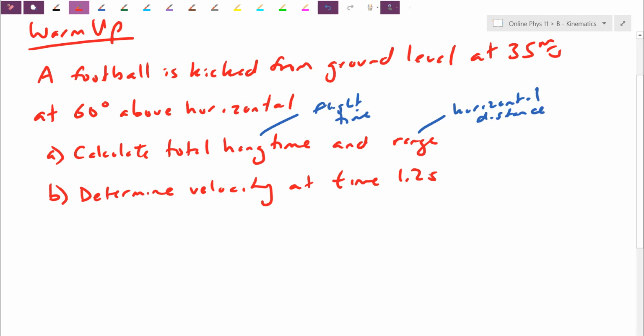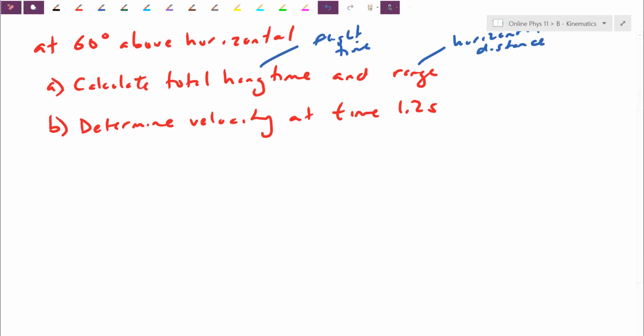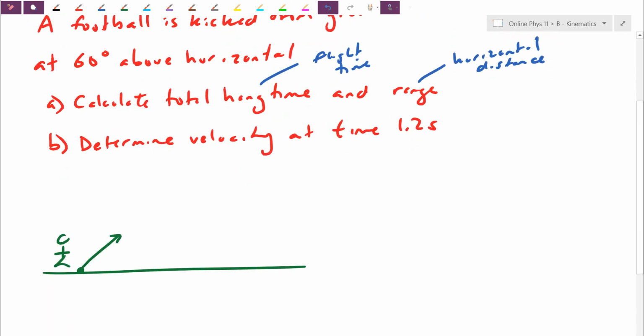Again, I'd encourage you to pause the video and try it out for yourself. When you come back, you can take a look at how this is done. I'm going to start off drawing a picture here. So we have our football. You're the kicker, so the football starts on ground level. We're going to launch it at a speed of 35 meters per second.